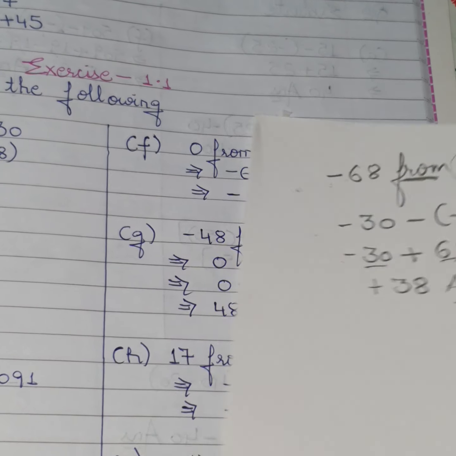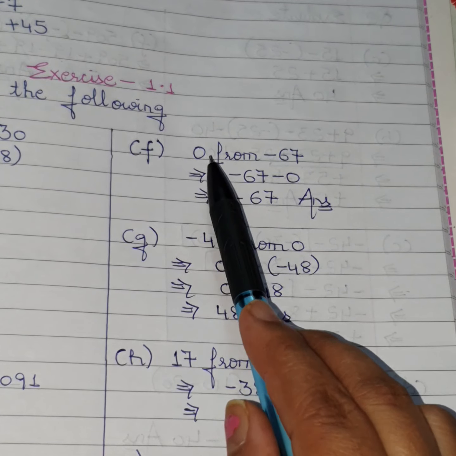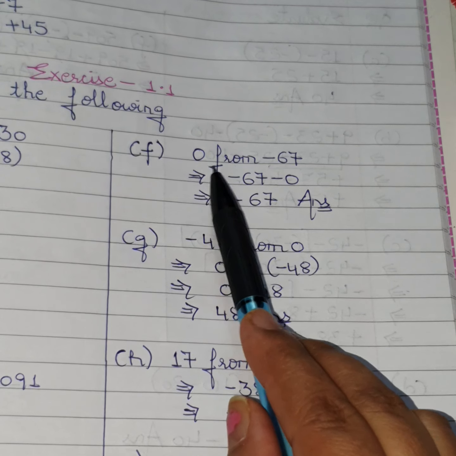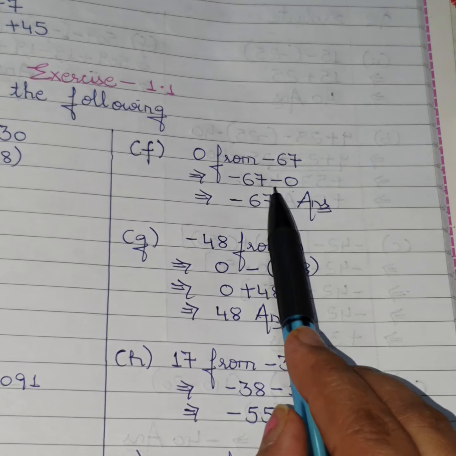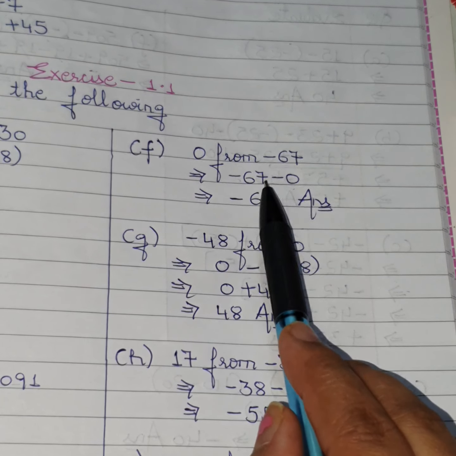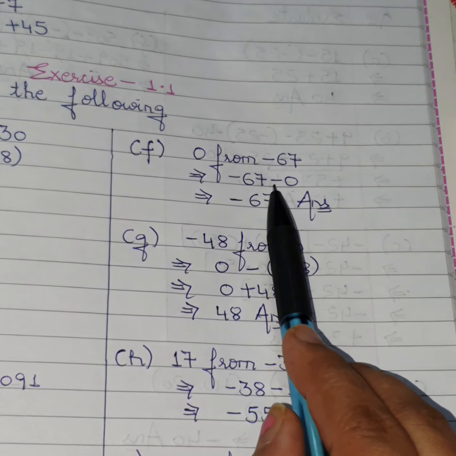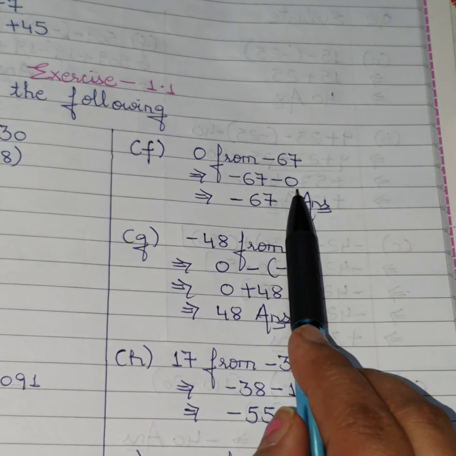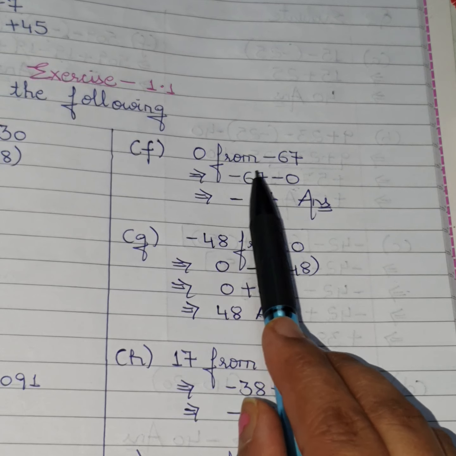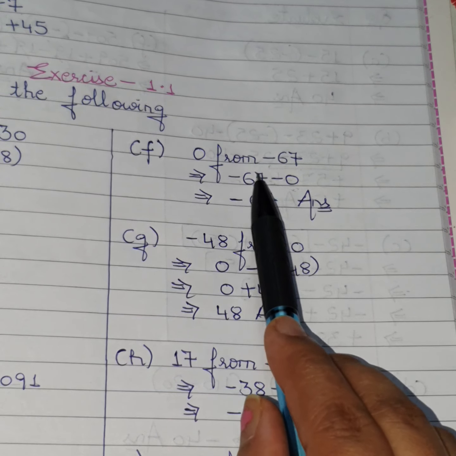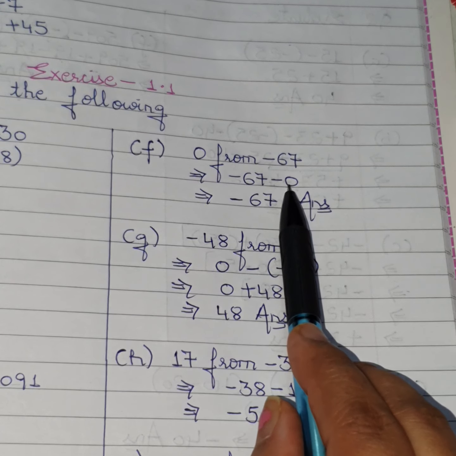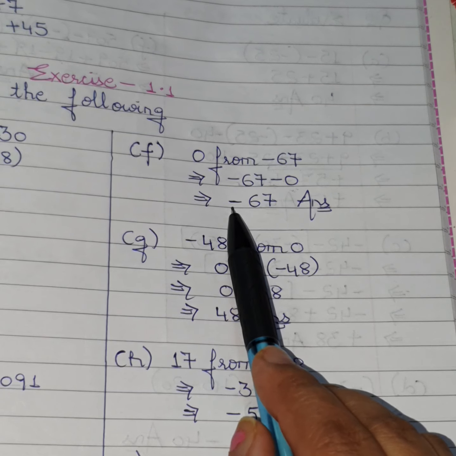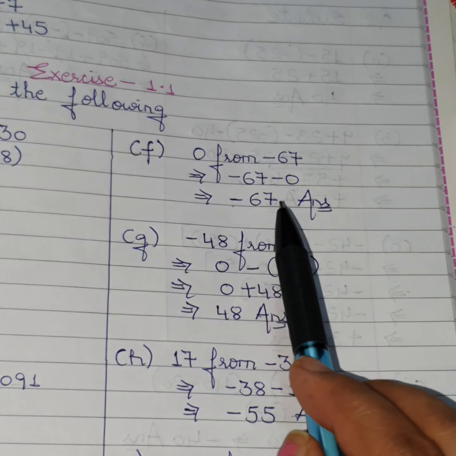Okay. So the next part is F part. 0 from minus 67. So minus 67 will come first, and then minus 0. The minus sign is not with 0; actually, it is the sign of subtraction. And then the second integer is 0, so we have written here 0. Again, you can see minus minus plus, but the sign is minus. So 67 and 0, when you add this, you will get 67 only, and the sign of minus will come, because minus minus plus and sign minus.